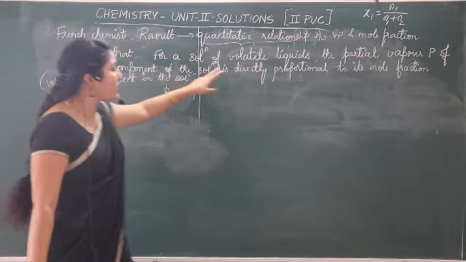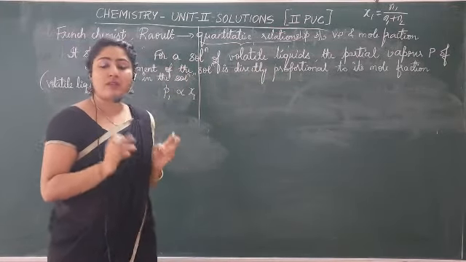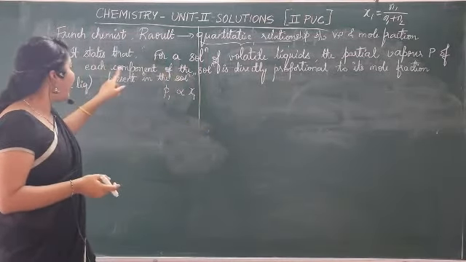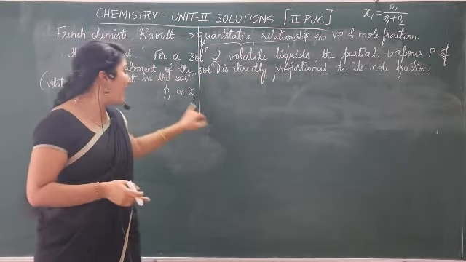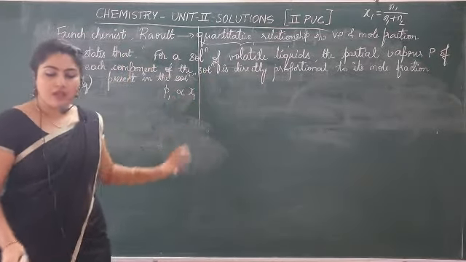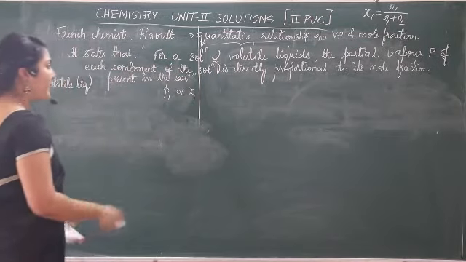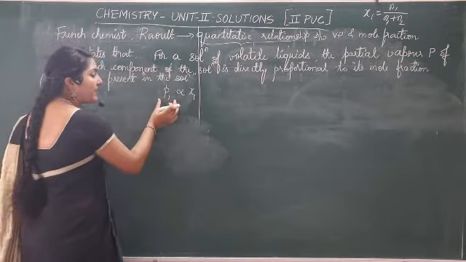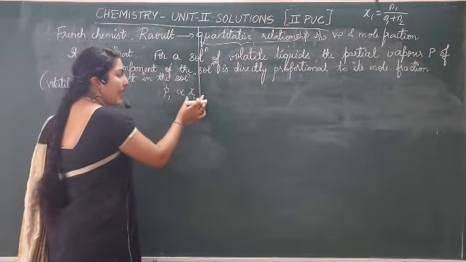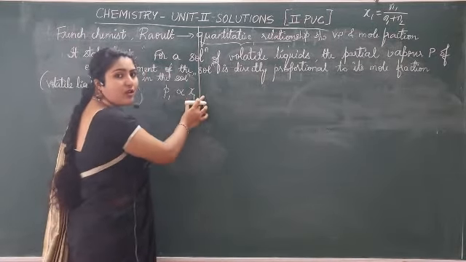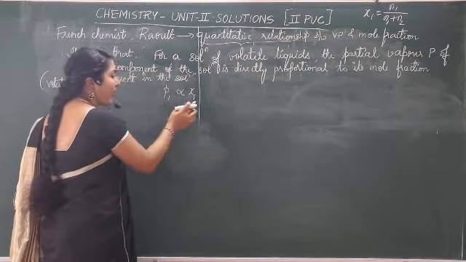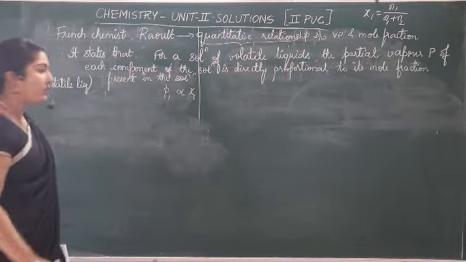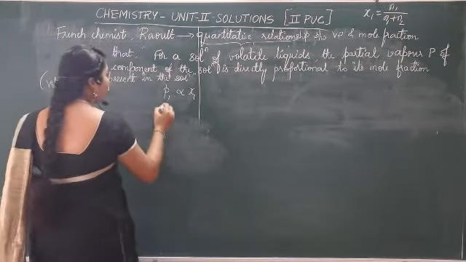So, in a solution of volatile liquids, meaning both can evaporate, the partial vapor pressure of each component of the solution will be directly proportional to its mole fraction. That means we have considered, say, two components, 1 and 2. P1 is the partial pressure of component 1. X1 is the mole fraction of component 1. Therefore, according to Raoult's law, P1 is directly proportional to X1.